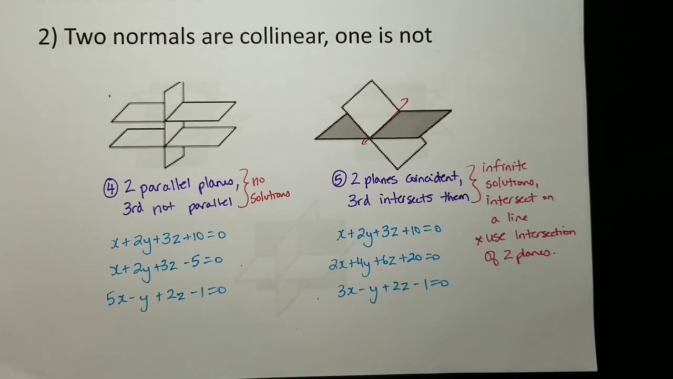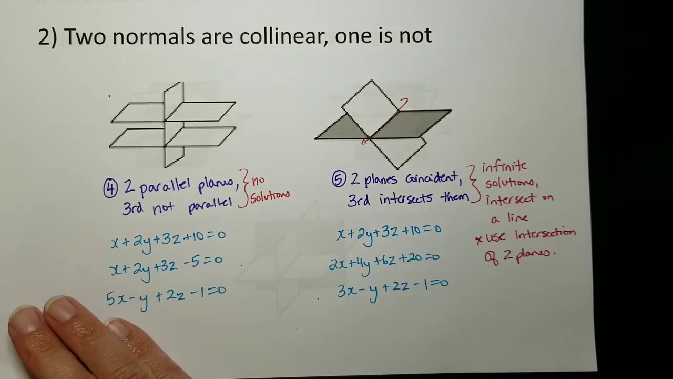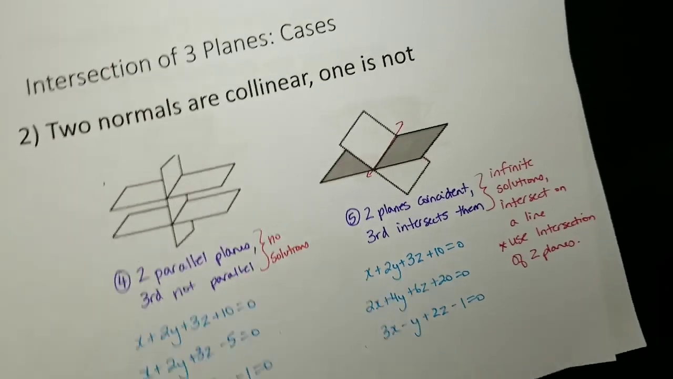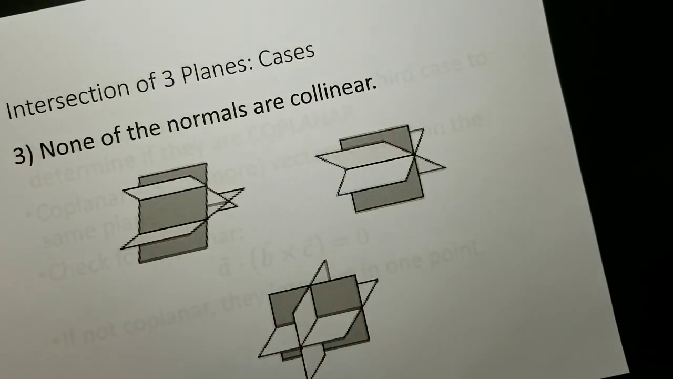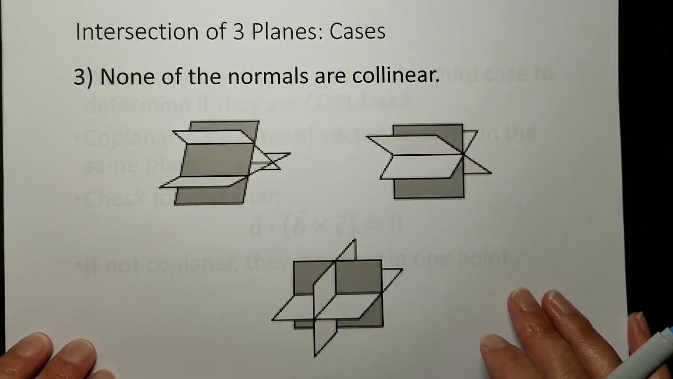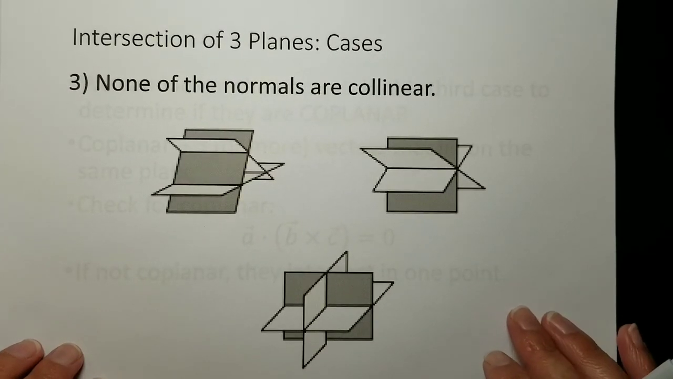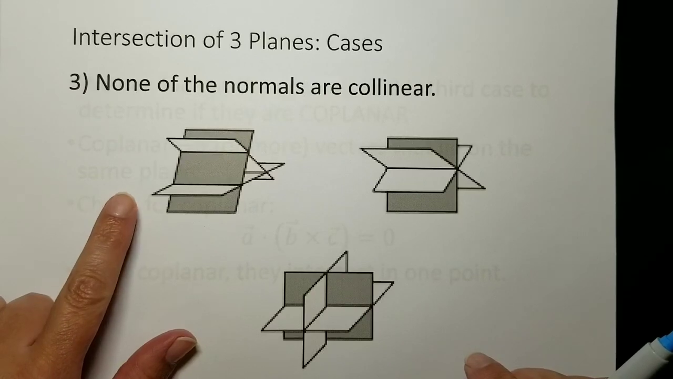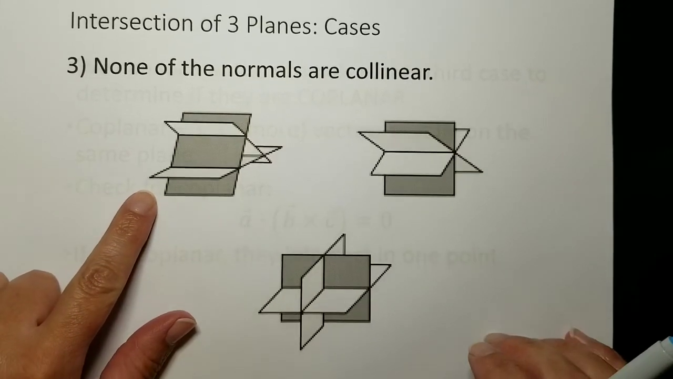But really, we just sort of whiz through the first 5 cases. The last 3 are the ones where it gets a little bit more interesting and is probably what you're picturing if you kind of held up 3 pieces of paper or any flat surfaces and tried to figure out what those intersecting might look like. So the last ones are going to be where none of the normals are collinear. So none of these planes are parallel to each other, okay?